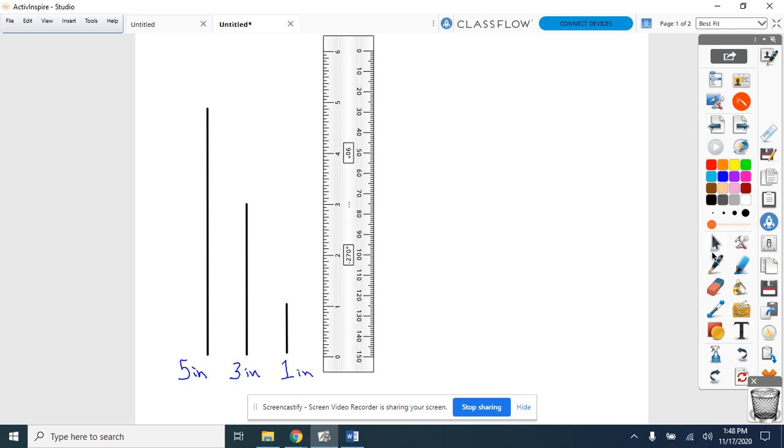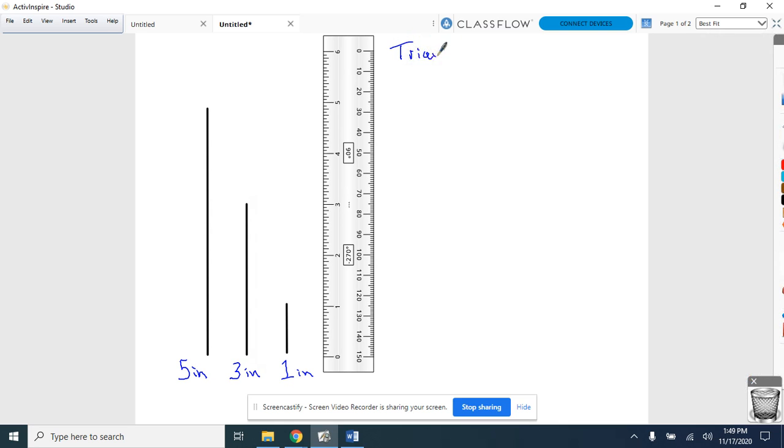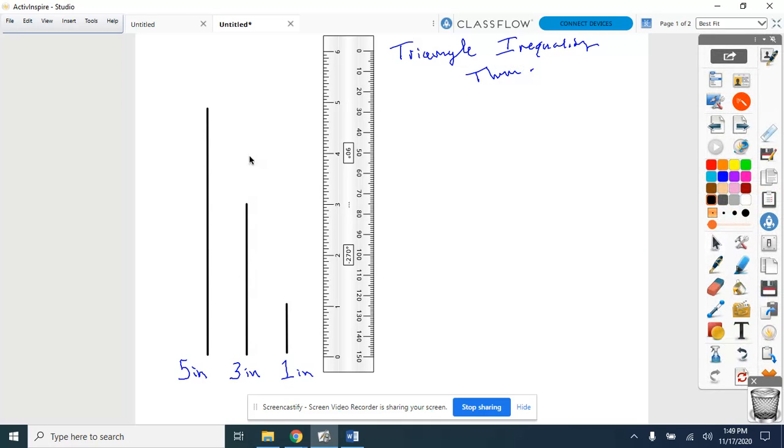Today we are going to be talking about triangle inequality theorem. I'm going to write it up here. Triangle inequality theorem. So let's start off by looking at, let's say we've got three lines here.